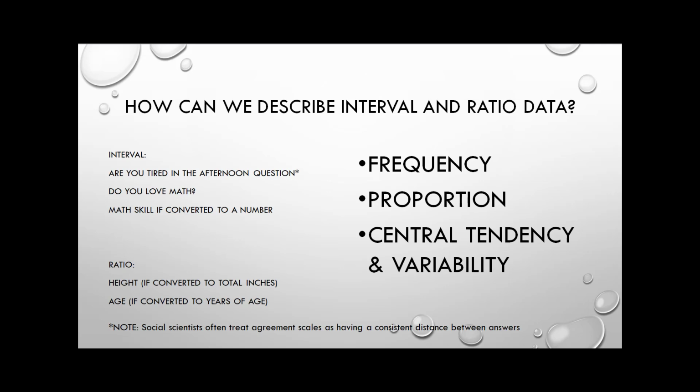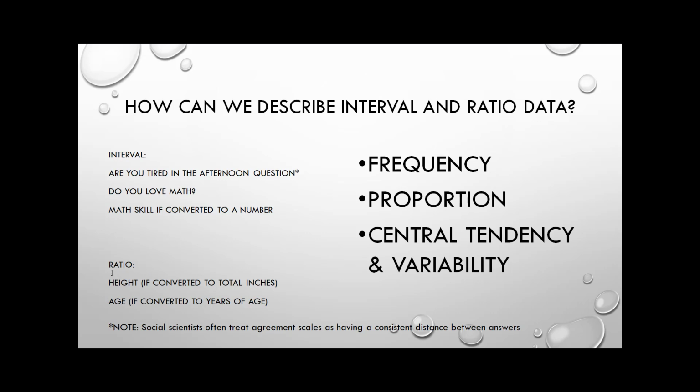Now, interval and ratio data can be expressed using both a frequency distribution, the proportionate frequency distribution, and also central tendency and variability. Some of the interval data that we're going to work with is the "are you tired in the afternoon" question, where they ranked it on a scale, and "do you love math." If we converted the math skill to a number, we could treat it as interval data. For our ratio data, we would take our height and convert it to total inches from feet and inches, and age, we could convert from year of birth to years of age by taking the current year and subtracting the year of birth.